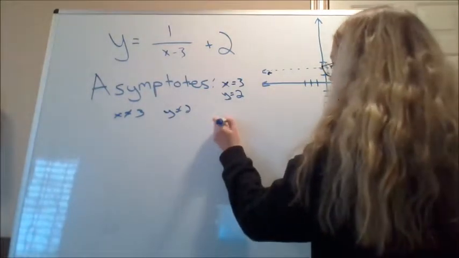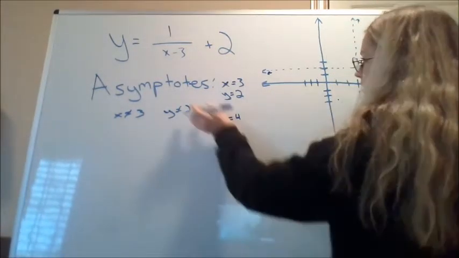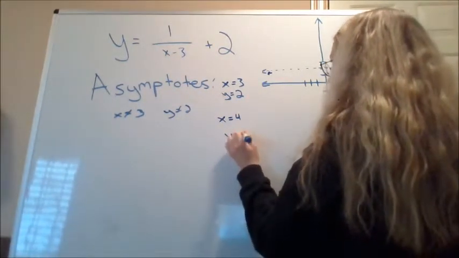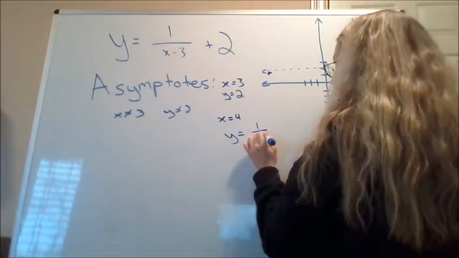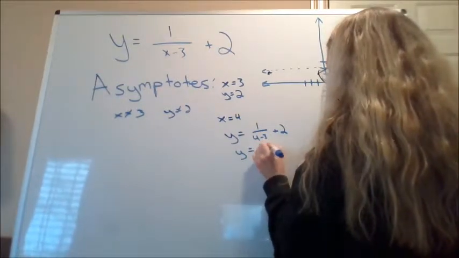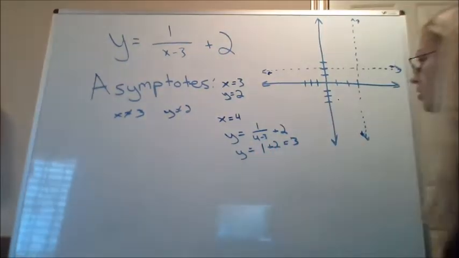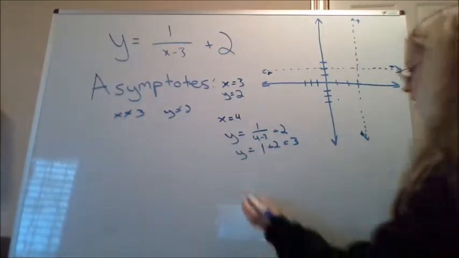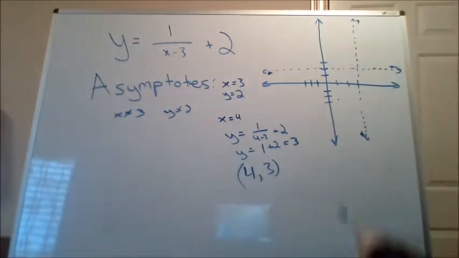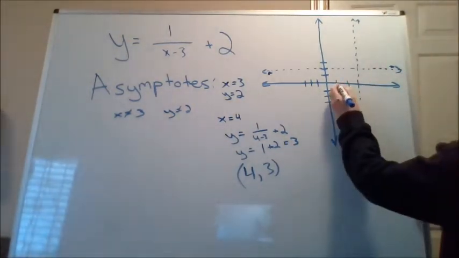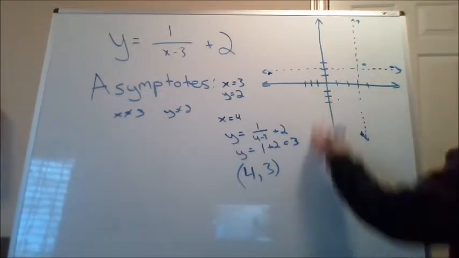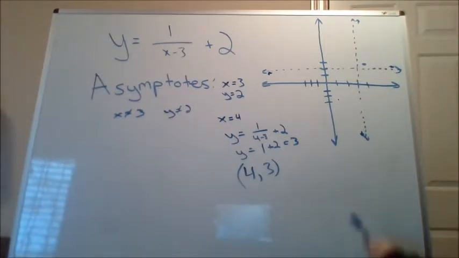If I were to put in x equals 4, so that I could make x minus 3 equal 1, I would get y equals 1 over 4 minus 3, plus 2. So y equals 1 plus 2 equals 3. I chose 4 because I knew it was going to be a nice number, and it is. So (4, 3) would be a point on this reciprocal function. So 1, 2, 3, 4, 1, 2, 3, right there.